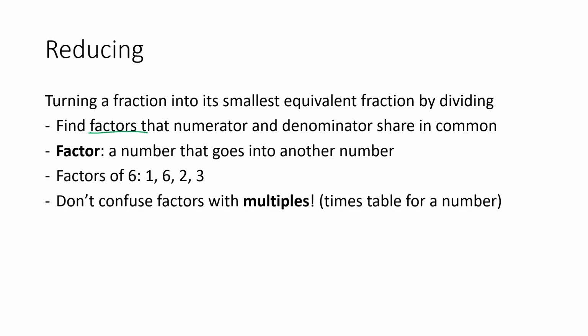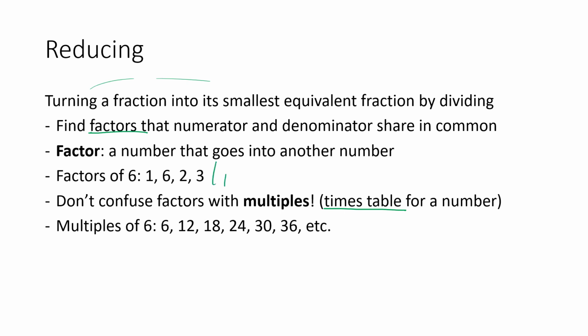Now, don't confuse these with multiples, because the multiple for a number is essentially the times table for that number. So the multiples of 6 would be 6, 12, 18, 24, 30, 36, 42. We could keep going in theory. Factors are limited. You only have so many of them.